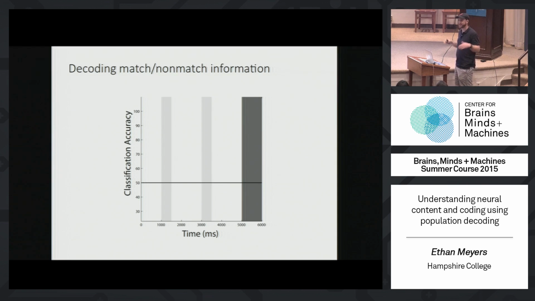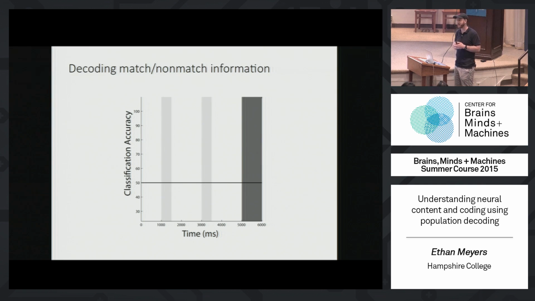OK, so let's make this interactive. How many people think there might be information about whether the two stimuli matched or did not match prior to the monkey doing the task? So just in the passive fixation task. 2, 3, 4, 5, people going up and down. How many people think there was not?